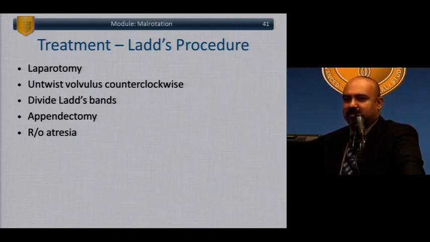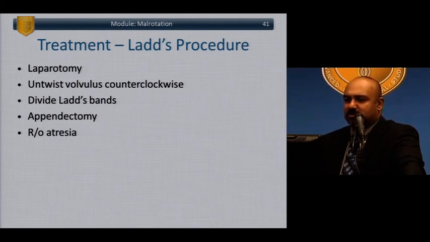You divide the bands, so there are some mesenteric bands and some peritoneal type bands that go from the cecum across to the small intestine. You'll divide those. You'll do an appendectomy on these patients because once you put the intestine back into place, you can't put it back in a normal rotation since it was never formed that way. So the entire colon is going to be on the left side of the abdomen. The small bowel is going to stay on the right side of the abdomen. The cecum is going to end up in the left upper quadrant, so your appendix is going to be in the left upper quadrant. So you'll do the appendectomy to avoid the problem with the diagnosis in the future.